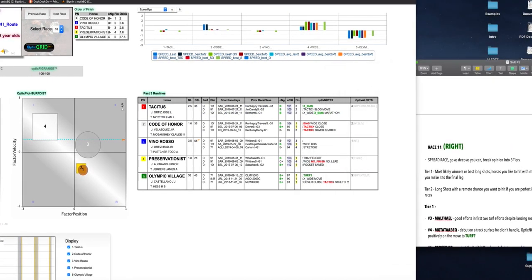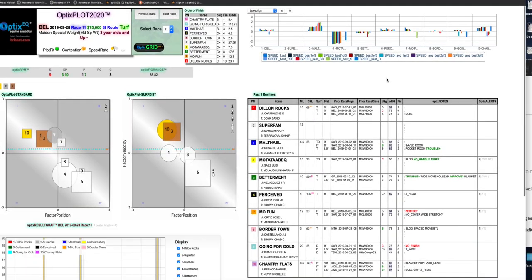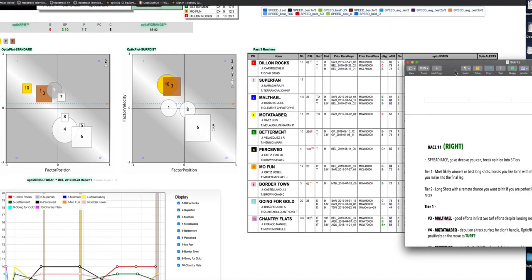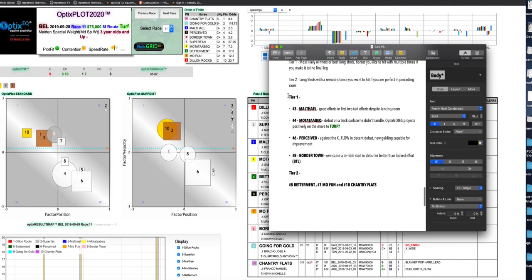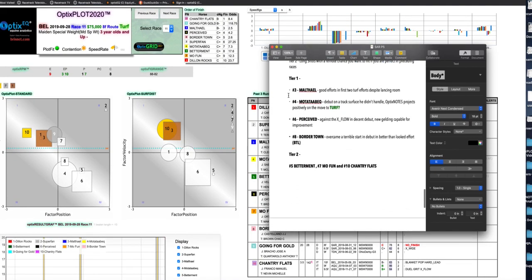I'm going to just move this so I can see it. Okay, so the 11th race was our only spread race of the sequence. And so what we did is create 2 tiers of contenders: 3, 4, 6, 8 in one tier, 5, 7, 10 in the other. And I was disappointed with a lot of horses in this race, but the 3 kind of ran his race, which usually doesn't win, but finishes second or third.